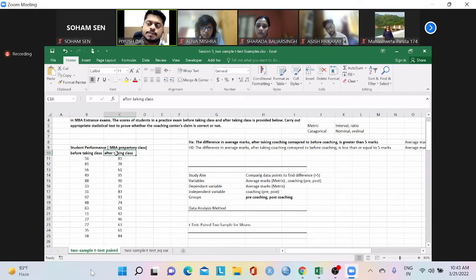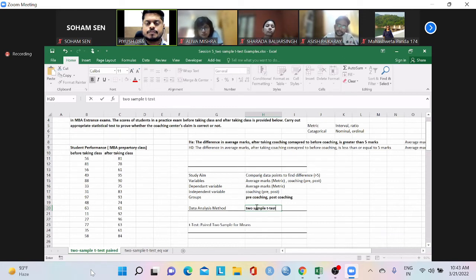But here what happens? Same group of same 15 students, for each student, you have two data points. Right? Is this part clear? Anyone having any doubt?